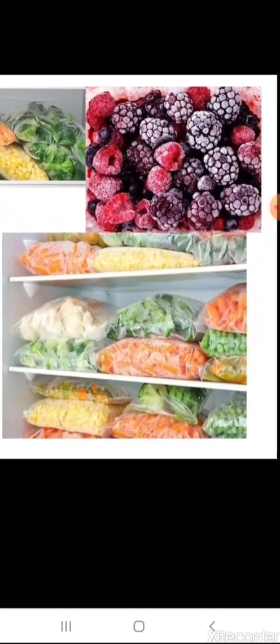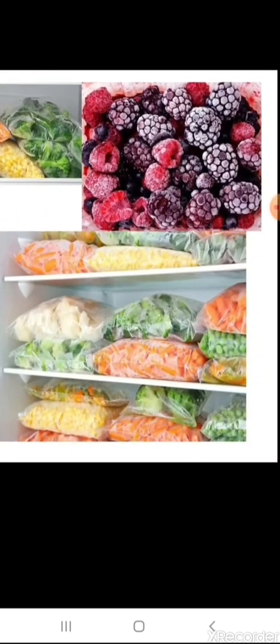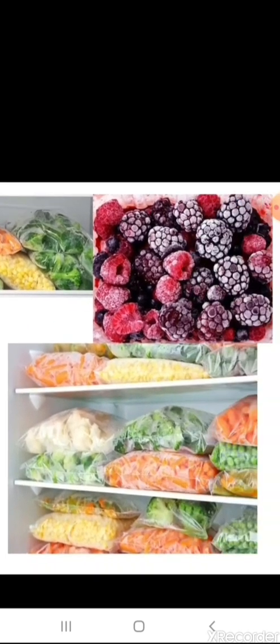Second is freezing. It is the easiest, most convenient and least time consuming method, in which we keep our food in the fridge to protect it from yeast, bacteria, etc. See in the picture, the vegetables are cut, packed in a poly bag and then refrigerated.